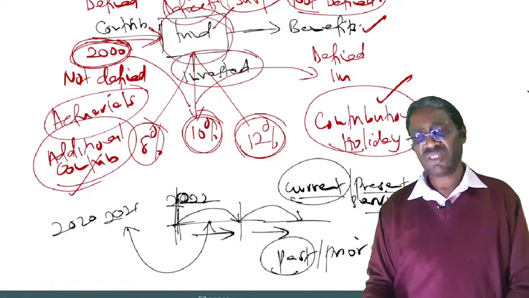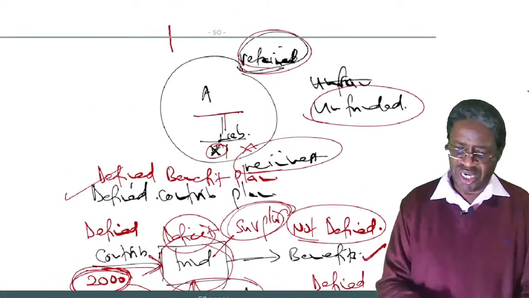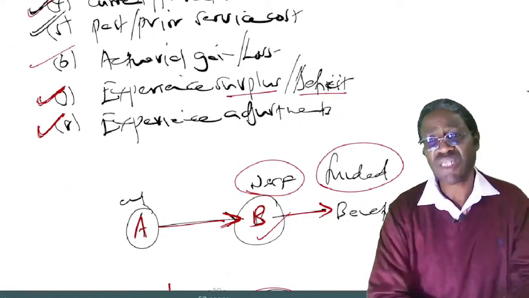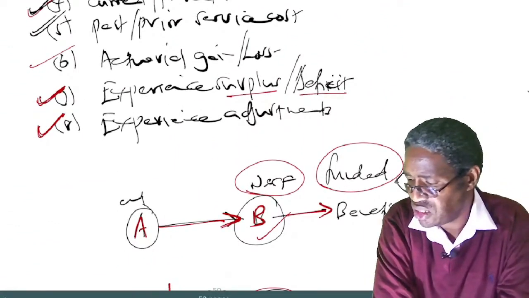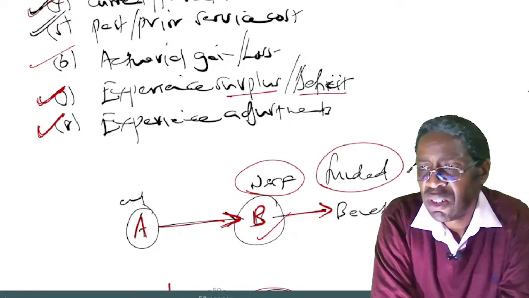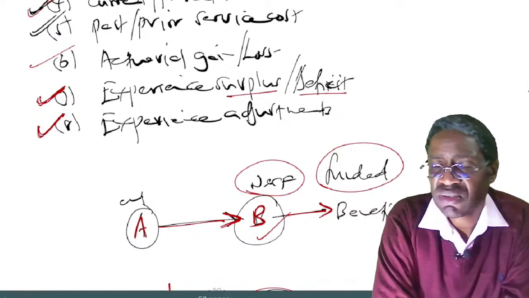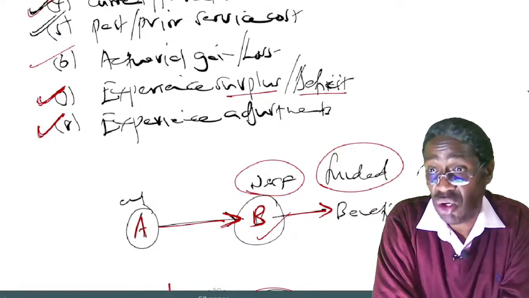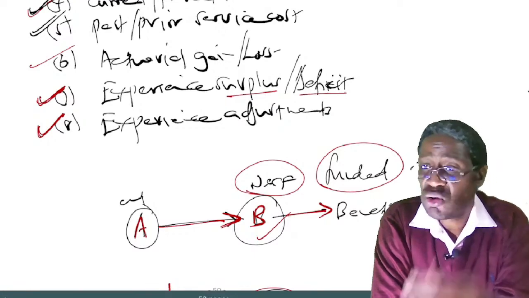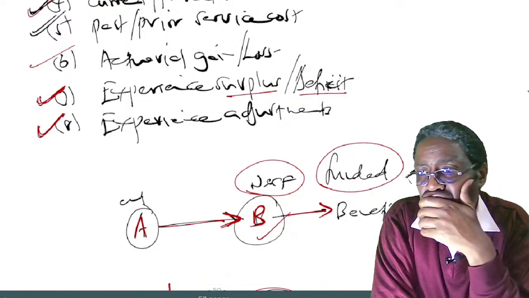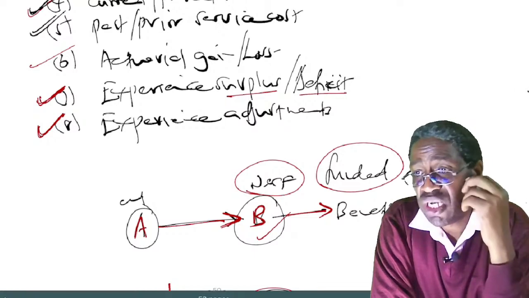So let's put down the last three terms now. We are at number six. Put down this. Number six, actuarial gains or losses.